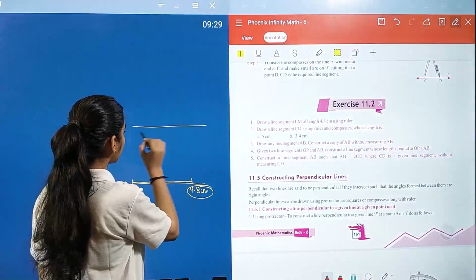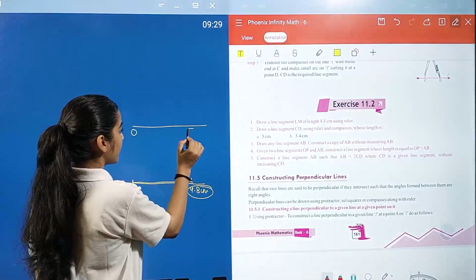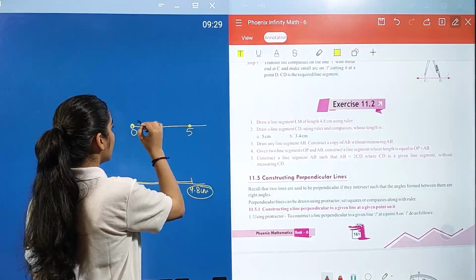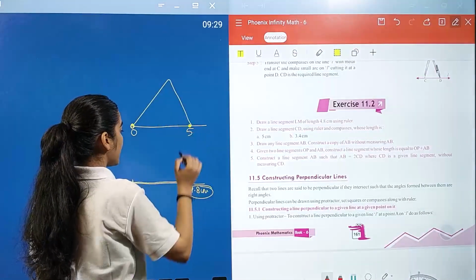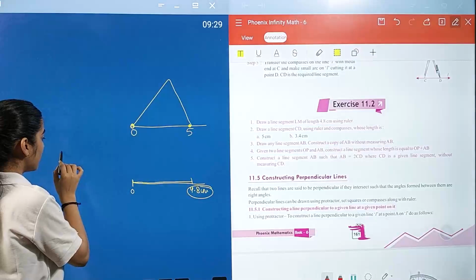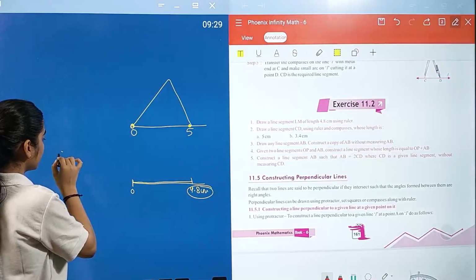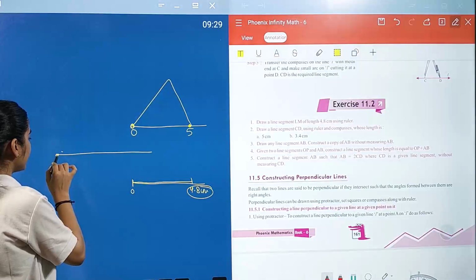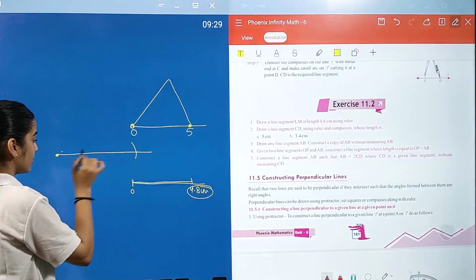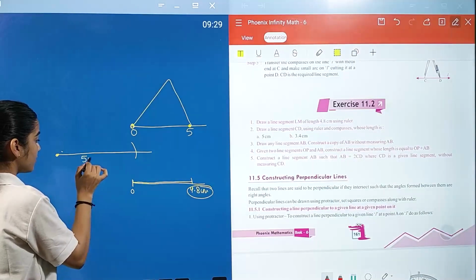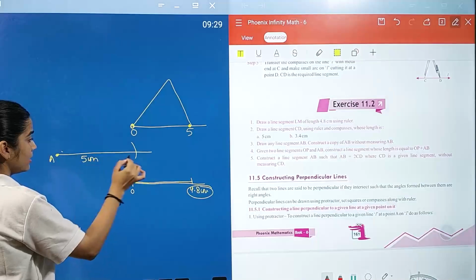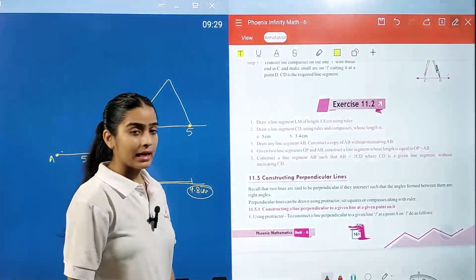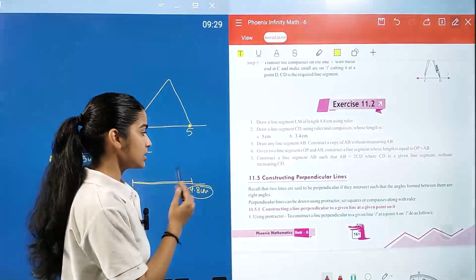So for example, this is your ruler, 0 and this is 5. Take your metal tip here and pencil tip here. This is your compass. Then you have to draw a line, place your metal tip here and mark an arc here. So this is your line, a 5 centimeter line segment, which is AB. In the same way you can draw the rest of the line segments in this exercise.